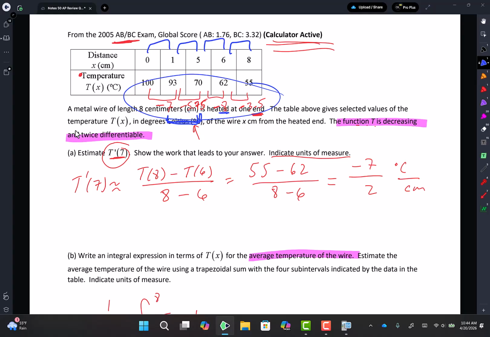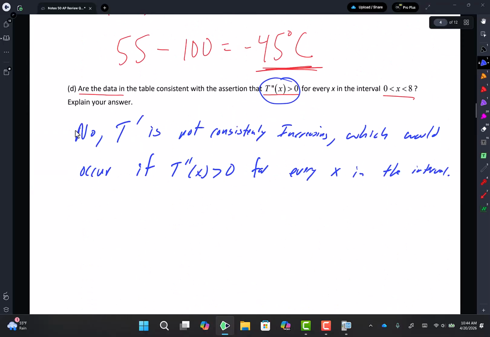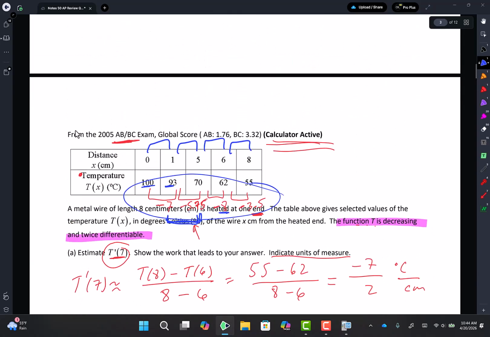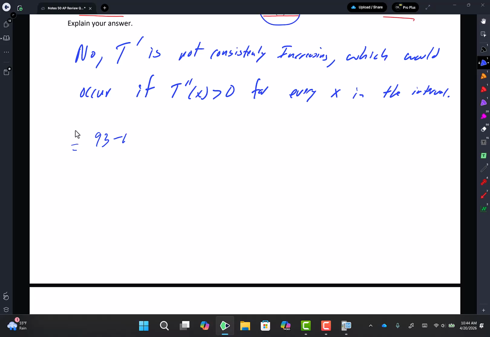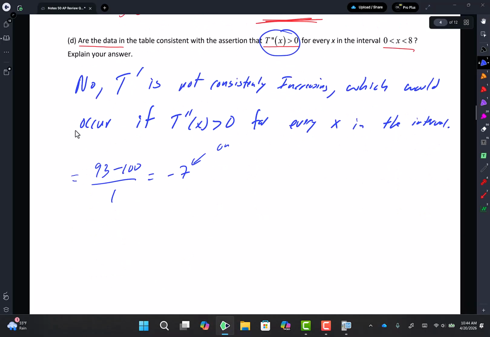Okay, yeah, I'm going to do MVT, just to show that. So T. What's my first? 93 minus 100 divided by 1 equals negative 7 on 0, 1. That was from 0, 1, right? On 0, 1. That's T prime, the average rate of change.